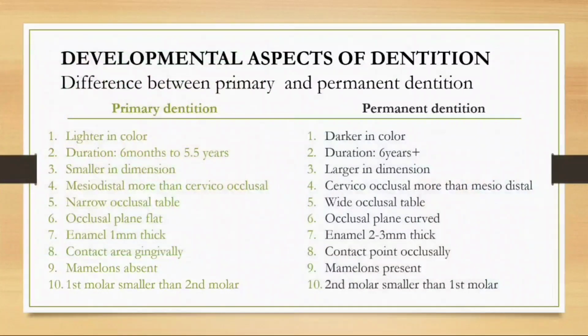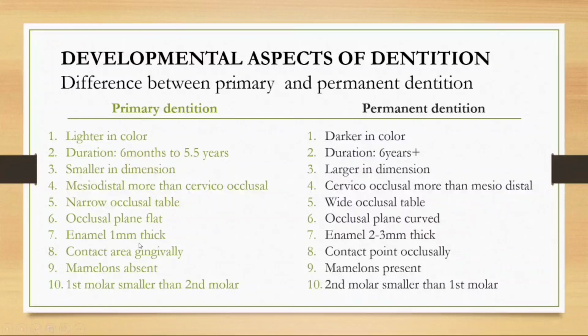So this is the difference between primary and permanent dentition. We know primary is lighter in color, permanent is darker. Duration: primary is 6 months to 5.5 years, permanent starts at 6 years. Primary is smaller in dimension, permanent is much larger. In primary, mesiodistal is more than cervicocclusal; in permanent, cervicocclusal is more than mesiodistal. Narrow occlusal table in primary, wide table in permanent.